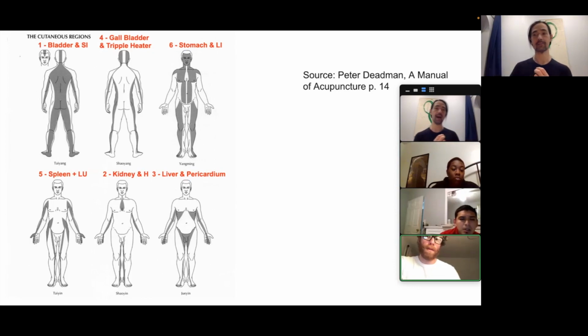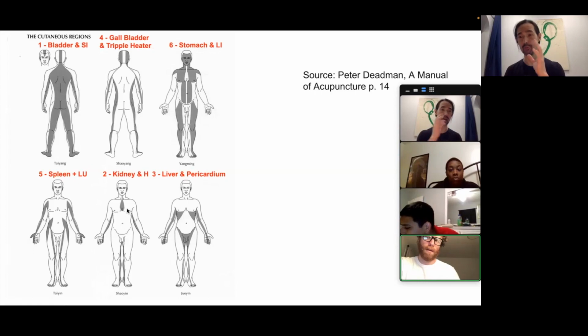And then the back is the kidney and heart, bladder, and small intestine. I'm sorry, let me start over. The back is heart, small intestine, bladder, kidney. Let me hear you say that. Heart, small intestine, bladder, kidney.